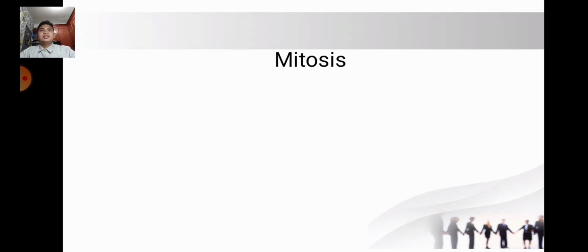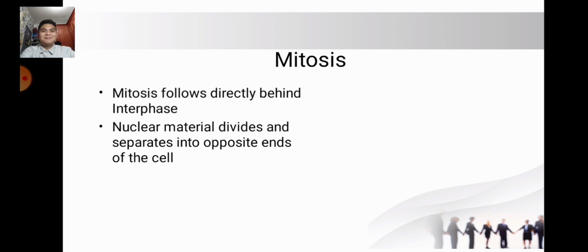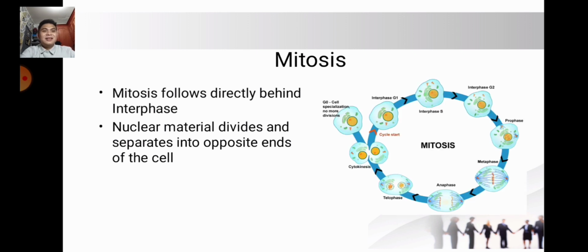Let's go to mitosis. Mitosis follows directly behind interphase. Nuclear material divides and separates into opposite ends of the cell. That's the image of mitosis. Let's go, wherein the first is the interphase. The cycle starts, as shown on the chart, with the phase S, or what we call the synthesis. And next is the G2.